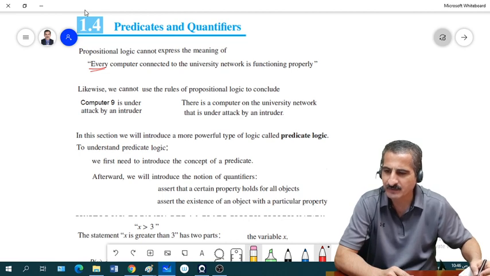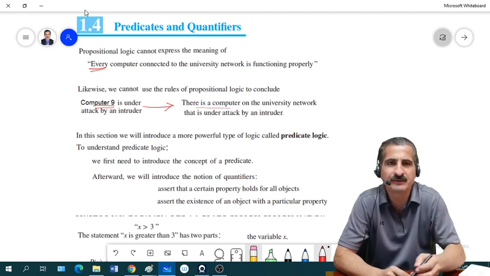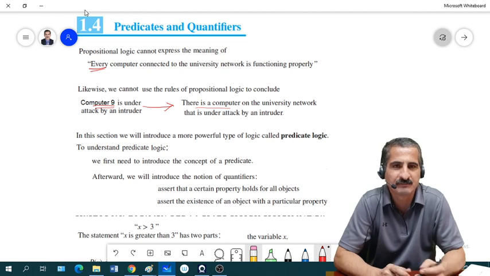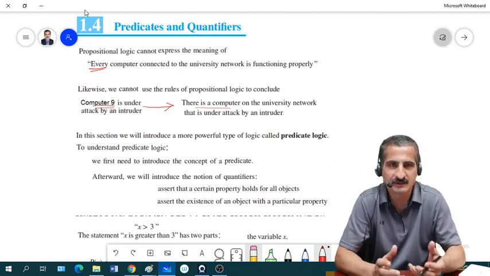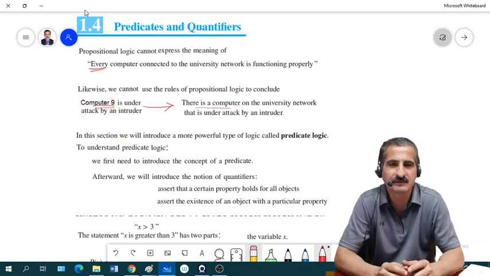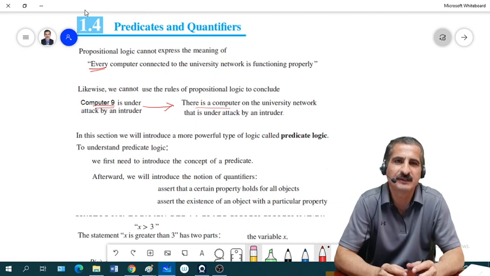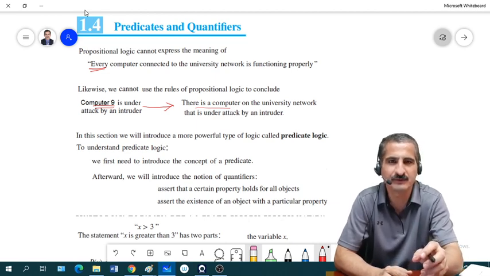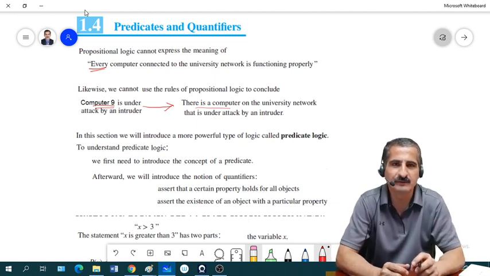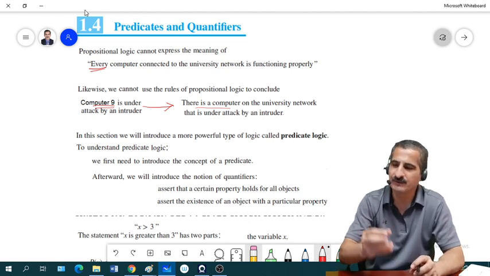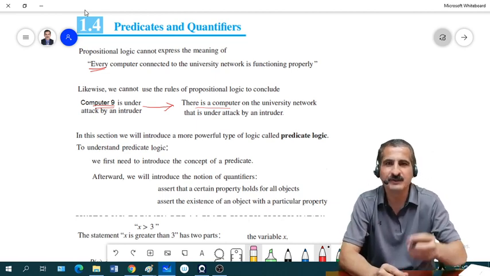Likewise, if computer 9 is under attack by an intruder, can we conclude that there is some computer in the university which is under attack by the intruder? We don't know whether computer 9 is in the university or not. So we have to use some quantifier saying there exists some computer in the university. So we needed quantifiers of every and there exists.